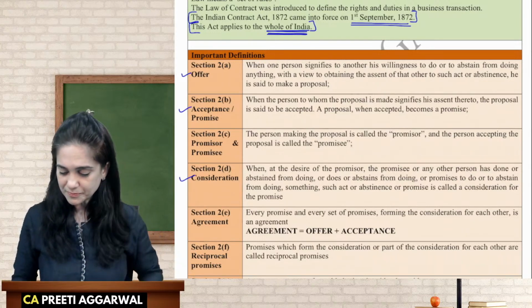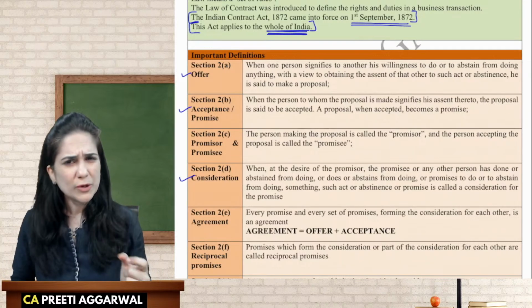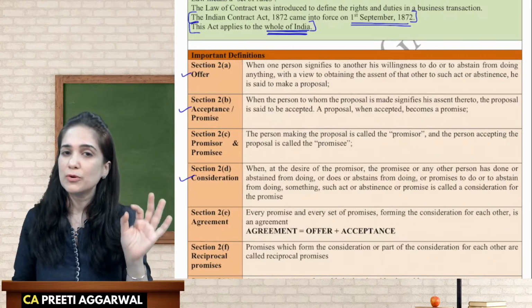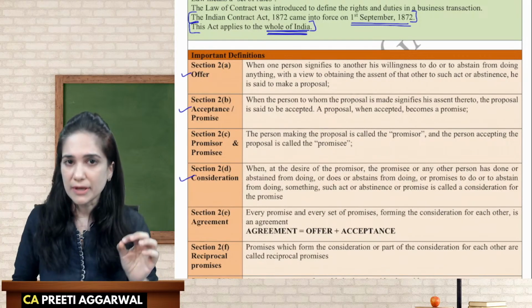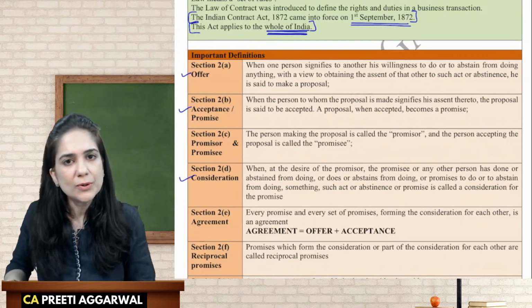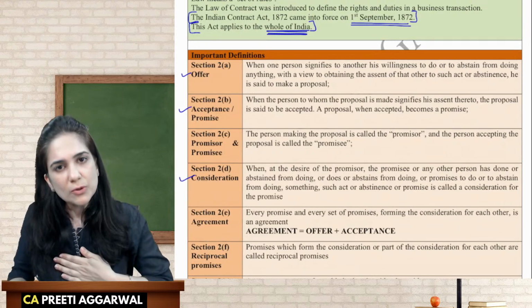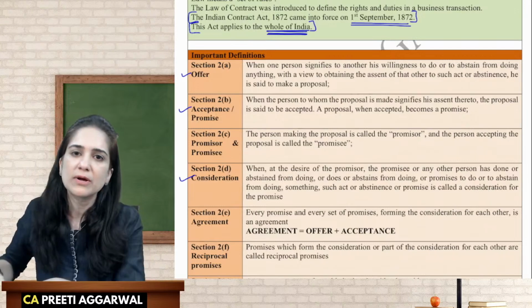Now, are we going to learn the definitions in the first lecture itself? No. We are only going to learn the section numbers. But why are we not learning the definitions over here? I will make you learn the definitions when that chapter comes.